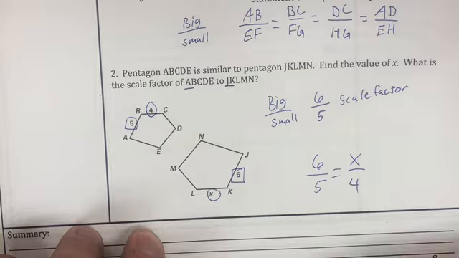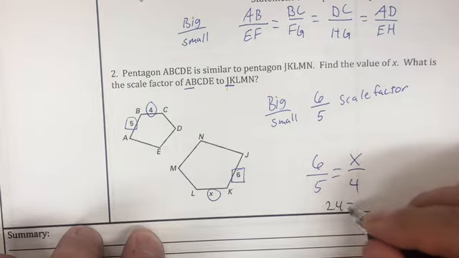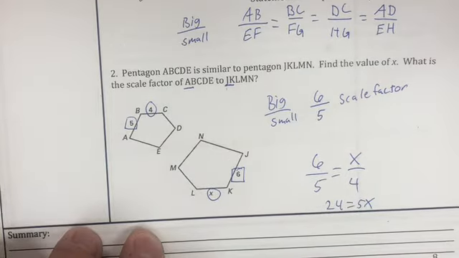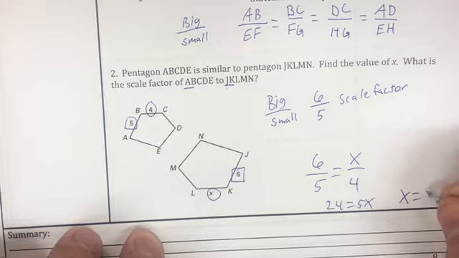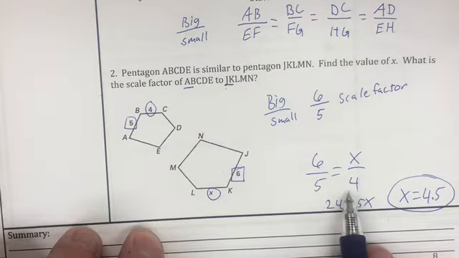Then we can cross multiply to solve. 6 times 4 is 24, equals 5x. And x is equal to 4.5. We found the missing side. So that's going to be our main goal, setting up a proportion to find missing sides.